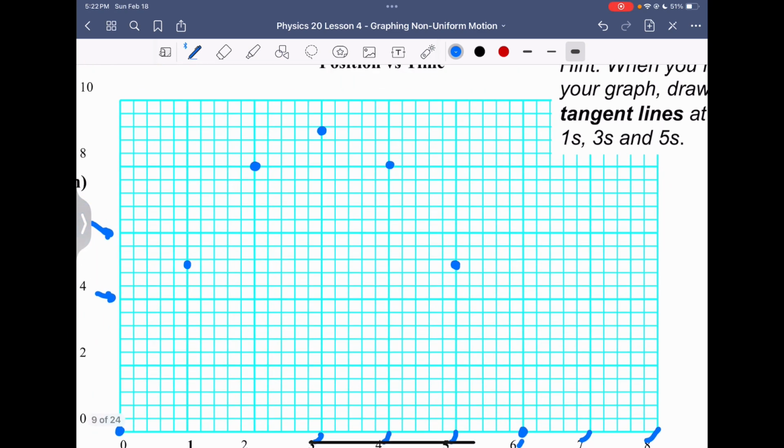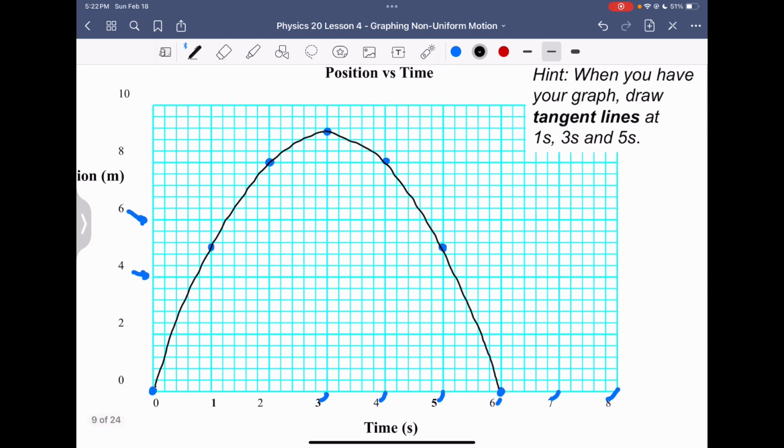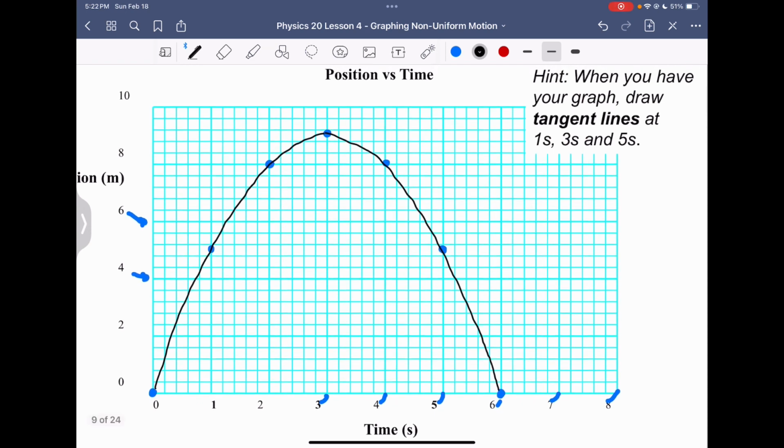Okay, now what I want us to do is connect these with a line. So I'm going to try to just draw a line that represents this nice parabolic shape or this nice symmetrical arch. There we go. Excellent. Now, we want to calculate instantaneous velocities at the following positions, and I'm going to highlight them. We want to figure out at time 1, what is the instantaneous velocity, time 3, and lastly, time 5.